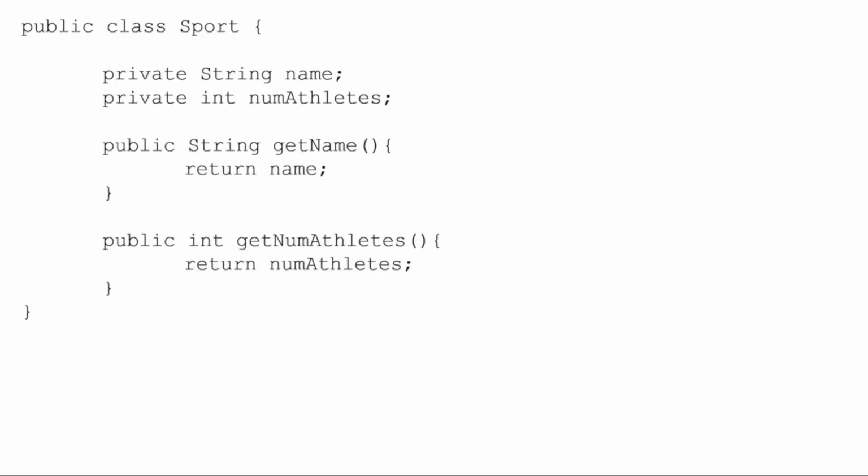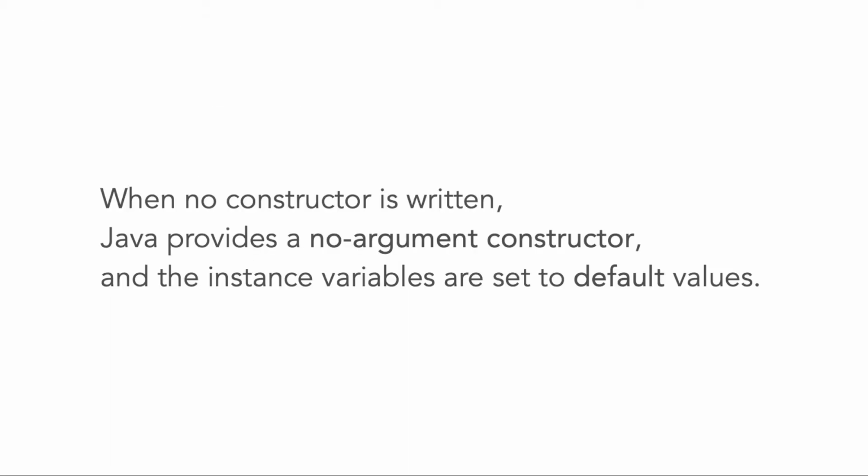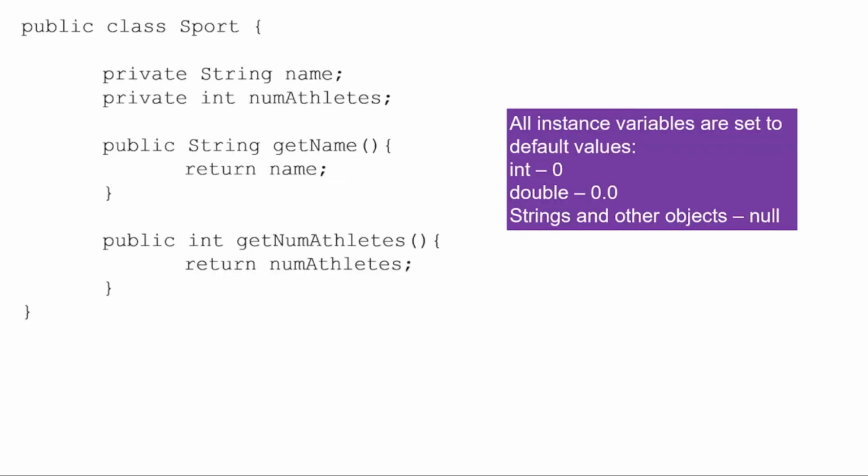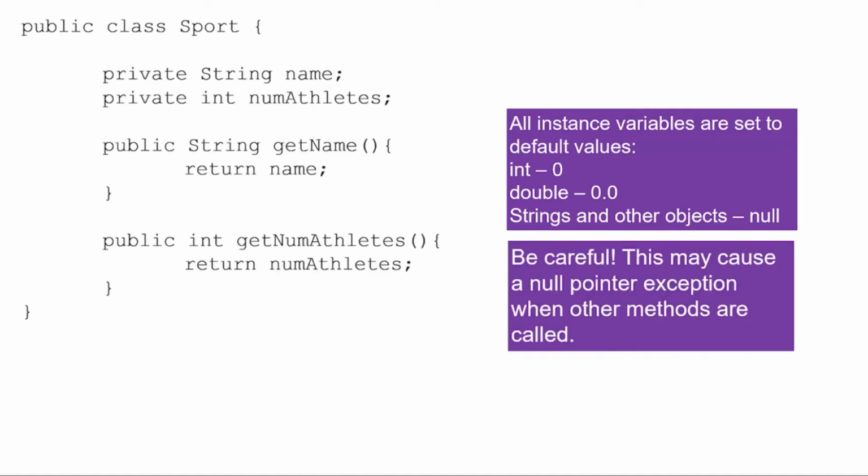Look at this example. Note that there are no constructors in this class. What will happen to the instance variables? What values will they be given? When no constructor is written, Java provides a no argument constructor, and the instance variables are set to default values. What are default values? Well, integers will be set to 0, double values will be set to 0.0, and strings and other object variables will be set to null. For this reason, we need to be careful. This may cause a null pointer exception when other methods are called.